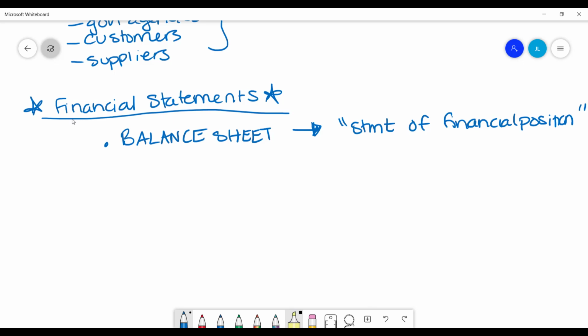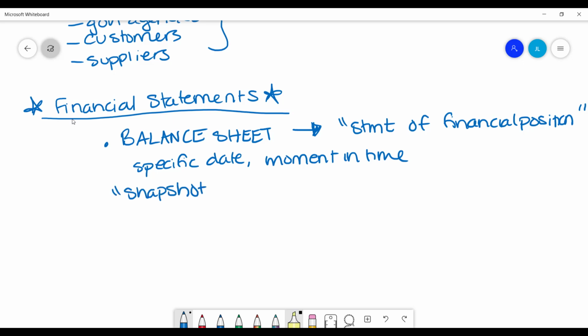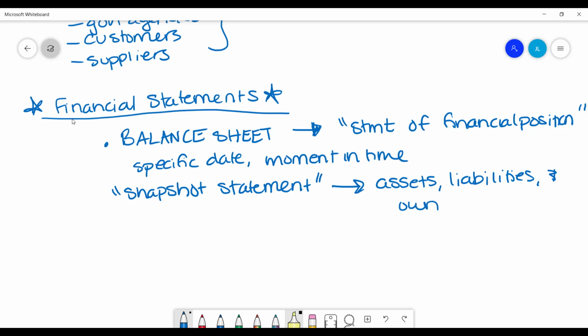This basically says where a company stands on a specific date. A moment in time. This is what I like to call our snapshot statement, because it's like taking a picture of a moment in time, right? It's a snapshot, and I won't get into much detail here, but it's a snapshot of a company's assets, liabilities, and owner's equity.